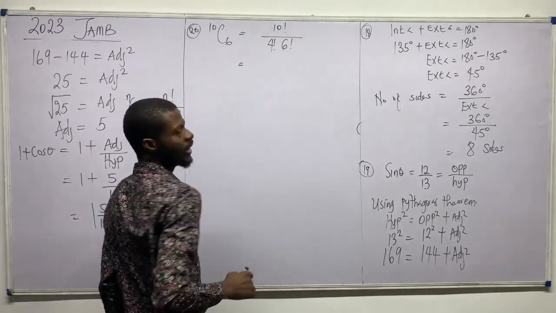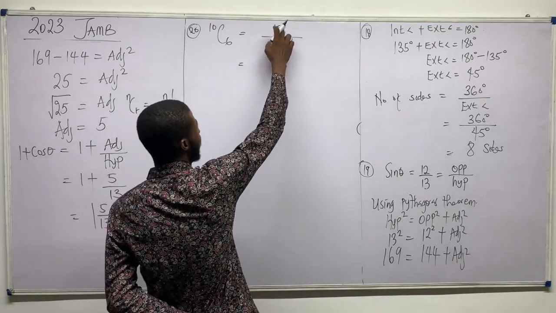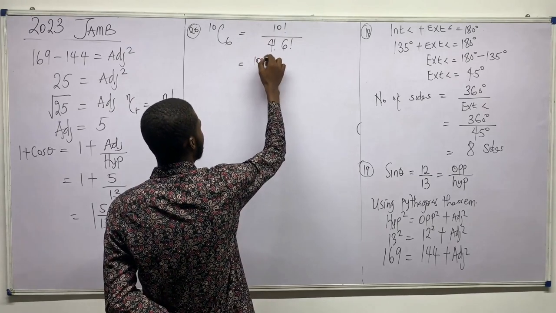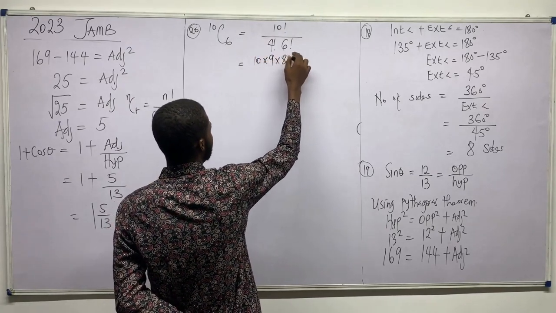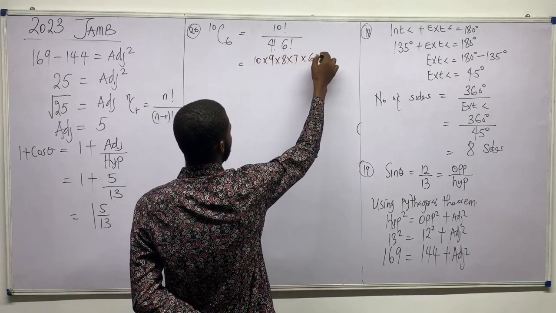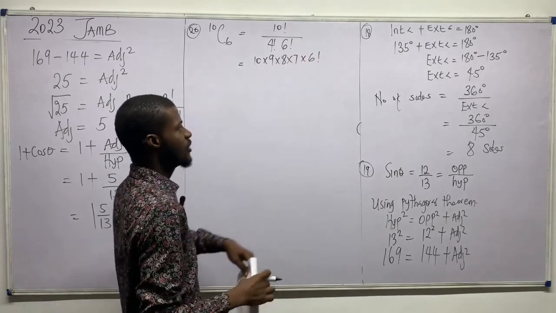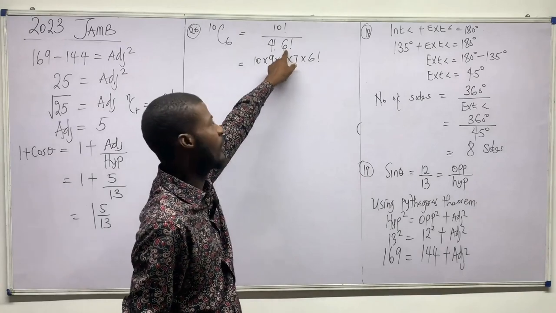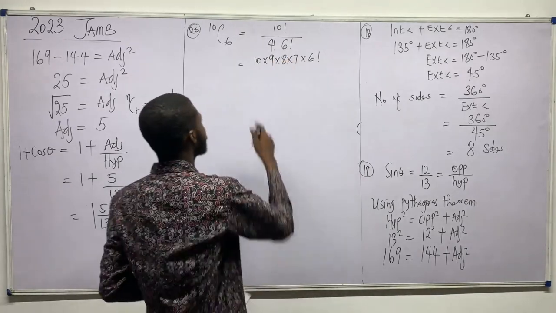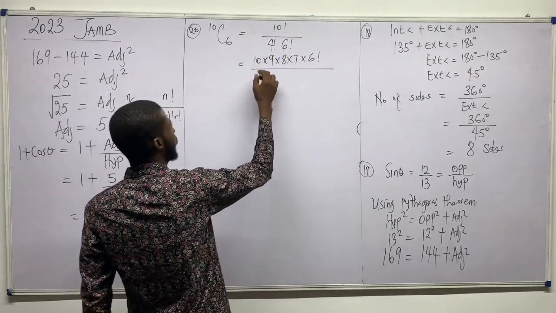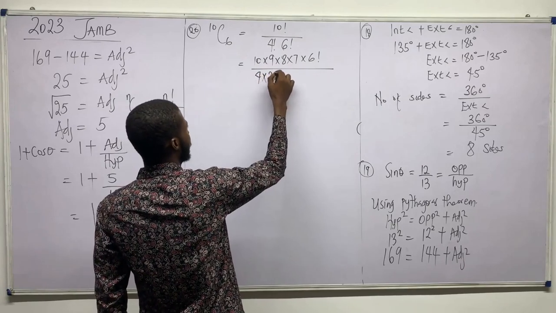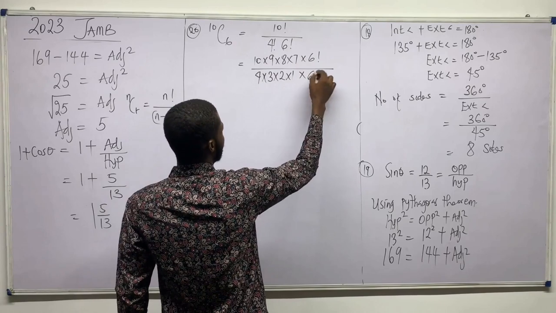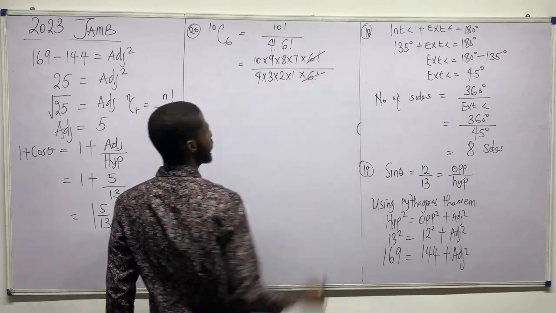Now I'm going to go forward and say the answer can be left like this, but what if they go further? So 10 factorial is 10 times 9 times 8 times 7 times 6 factorial. I stopped at 6 factorial because in the denominator I have 6 factorial. No need for me to continue. Then divided by 4 factorial, which is 4 times 3 times 2 times 1. Then times 6 factorial, leave your 6 factorial like that so that they can easily cancel out.